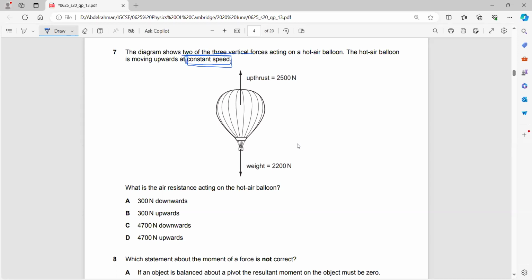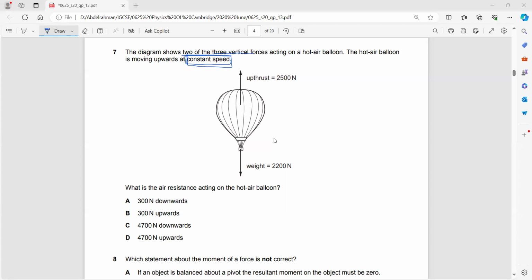How can I find the air resistance? And what's the direction of the air resistance? What is the direction of the air resistance? Someone is saying that it should be upwards. Okay, most of you are saying that you want to choose B. Why? Because air resistance should be upwards. In this case, it's wrong, actually. It's not upwards. Why is it not upwards?